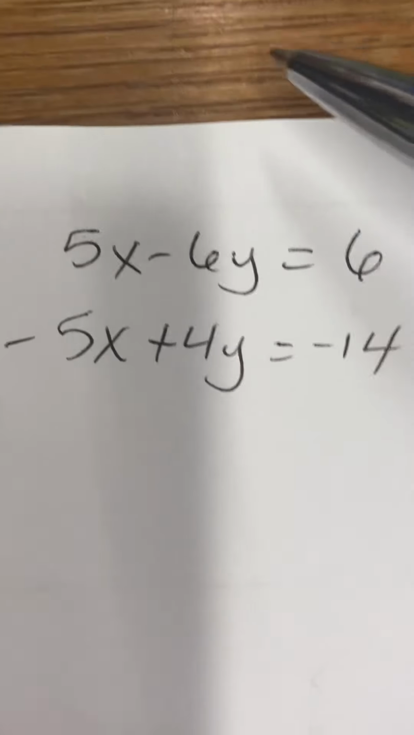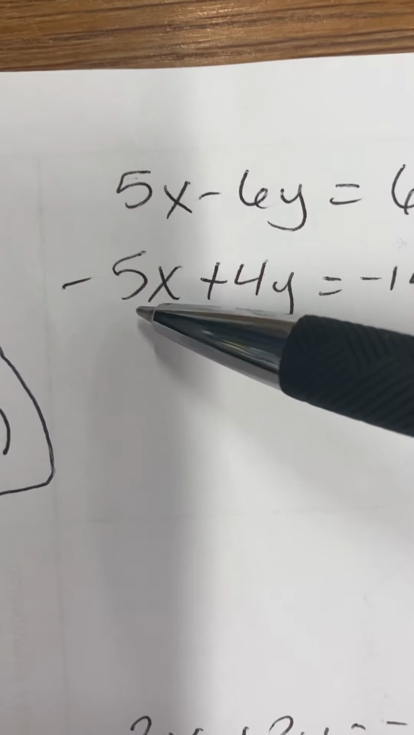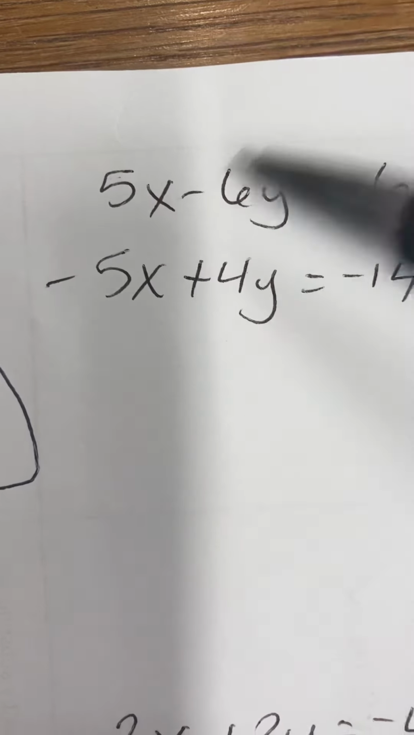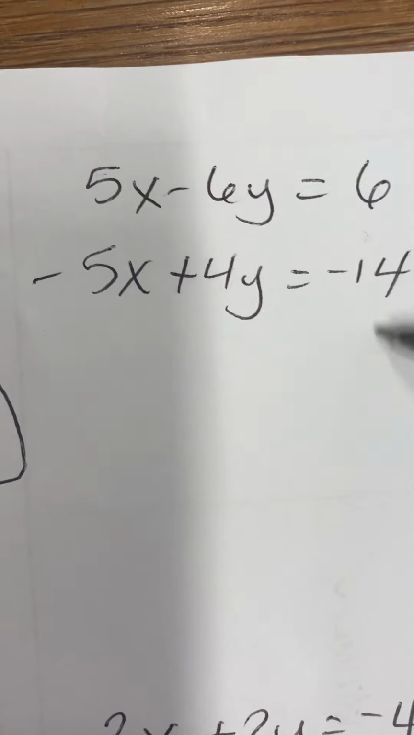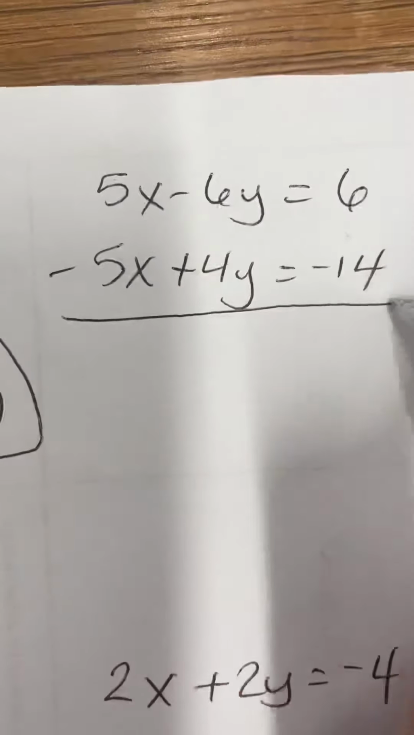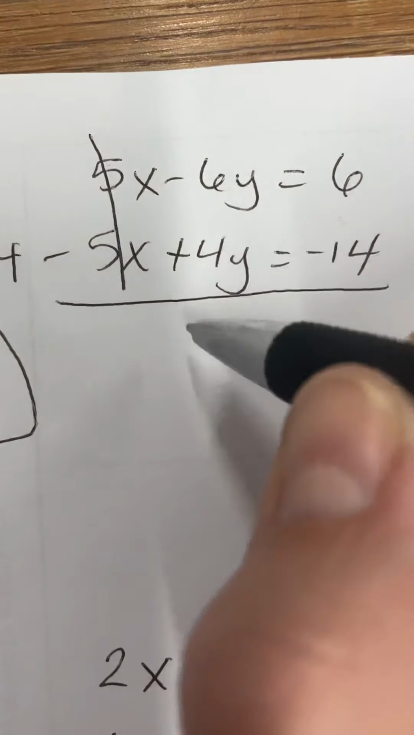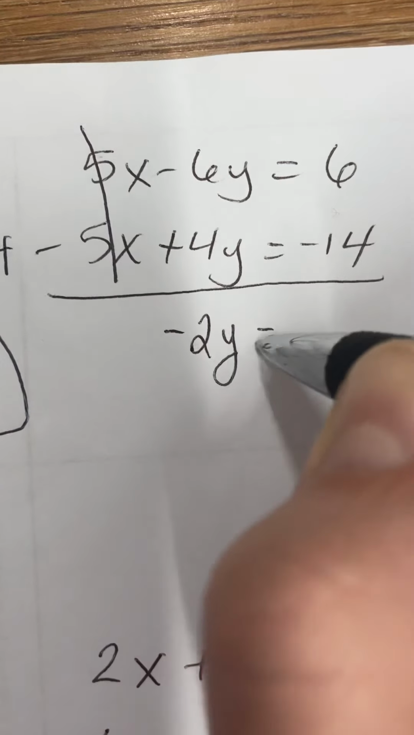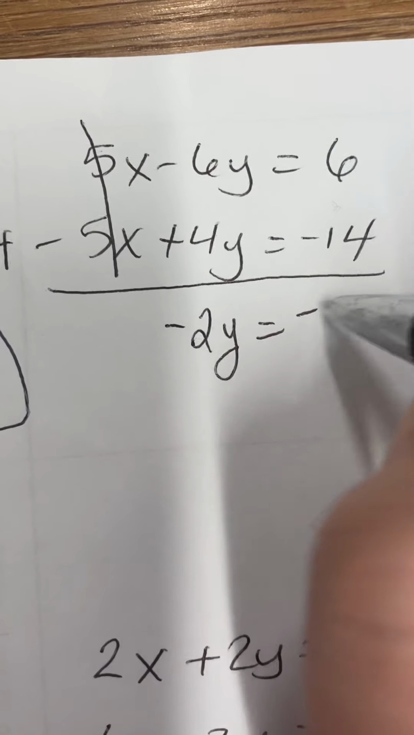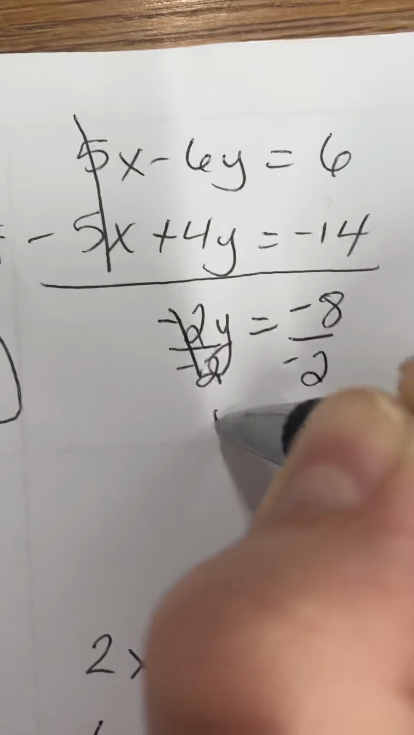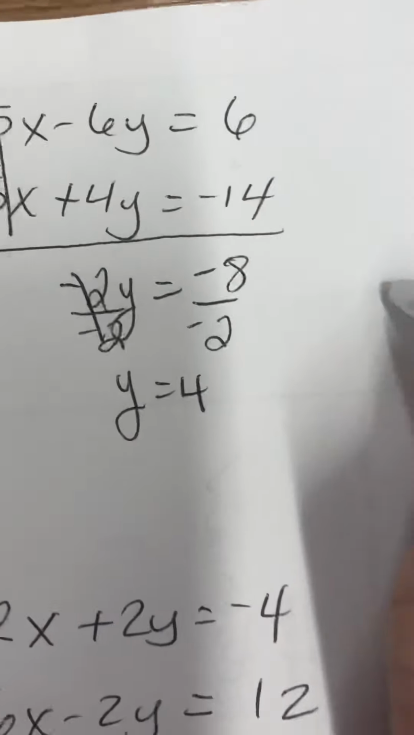All right, so again, this one looks like it's set up. I have a positive 5y and a negative 5y, 5x and a negative 5x. My y's are lined up, my equals are lined up. There's my constant, so it's ready. So I'm going to add down. These eliminate. Negative 6 plus 4 is a negative 2y. 6 minus 14 is a negative 8. You'll divide both sides by a negative 2, and you get y to equal 4.